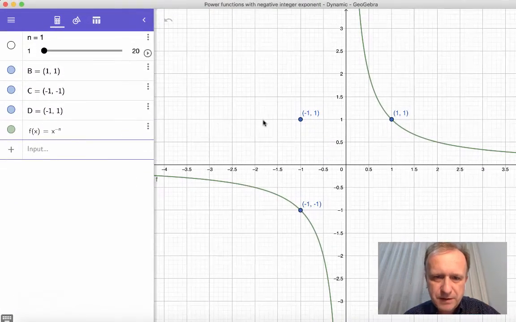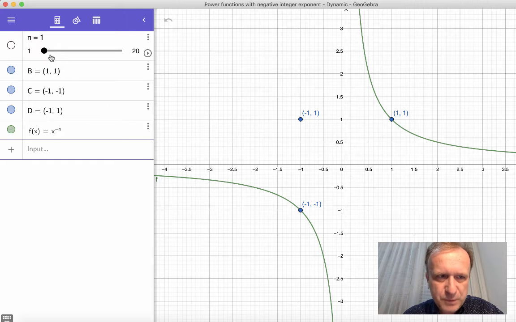Okay, so here it is, this new model that I want you to study. There is one slider in it, and you may change it. This slider represents n in the formula x to the power of minus n. Now the slider has the value of 1. You see the graph passes as it should through these 2 points, because n is odd in this case.